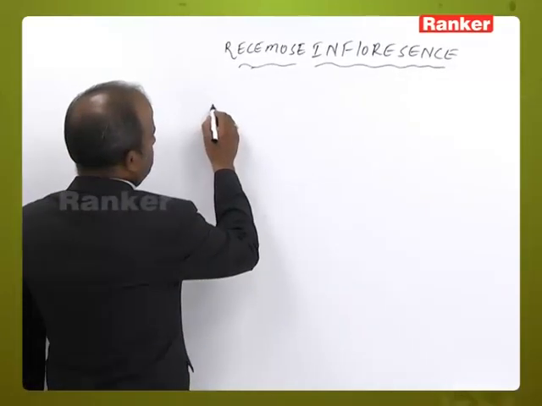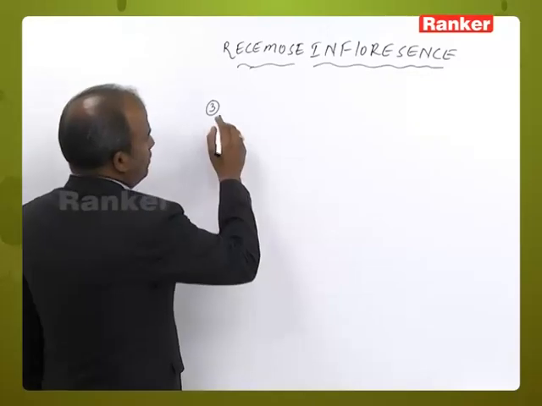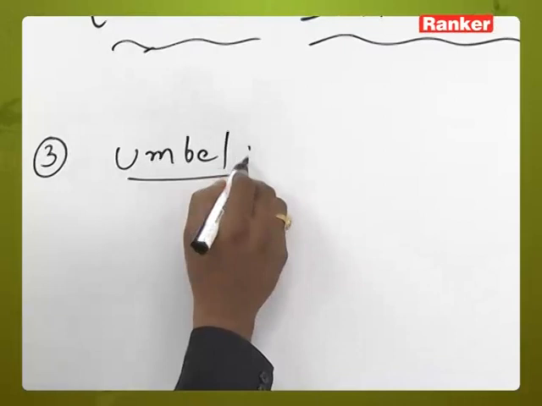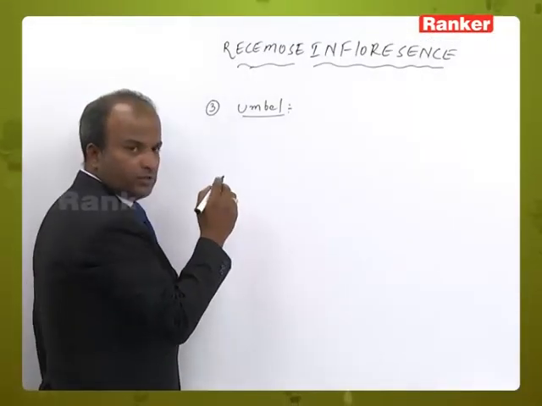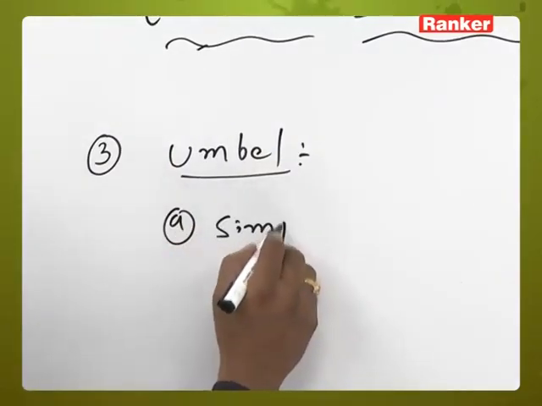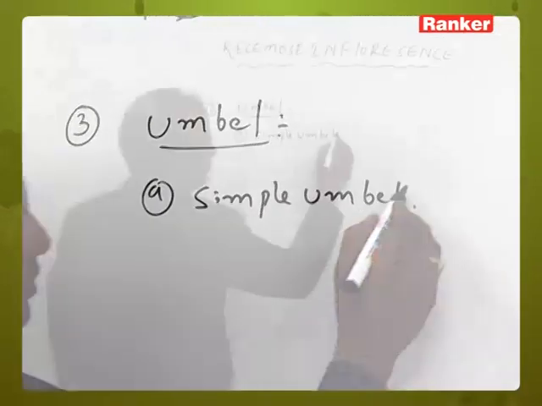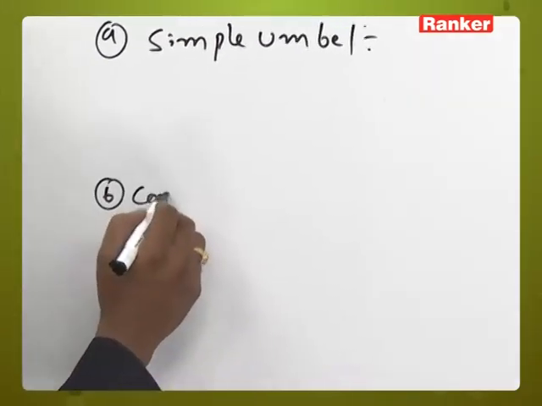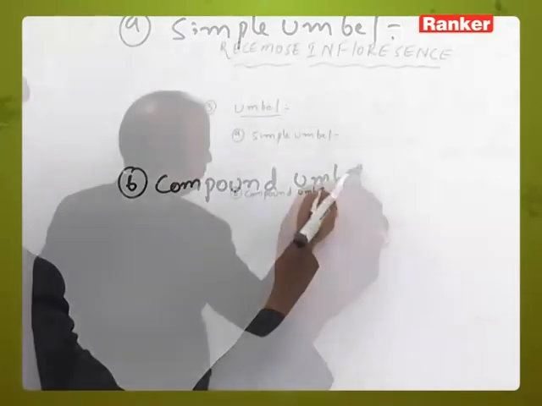Next we go to the third type of racemose inflorescence with pedicellate flowers, that is umbel. The umbel type of racemose inflorescence is of two types. One is simple umbel, and the second one is compound umbel.